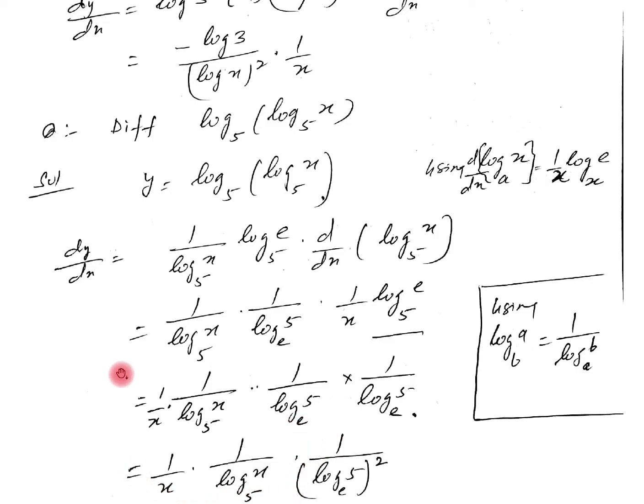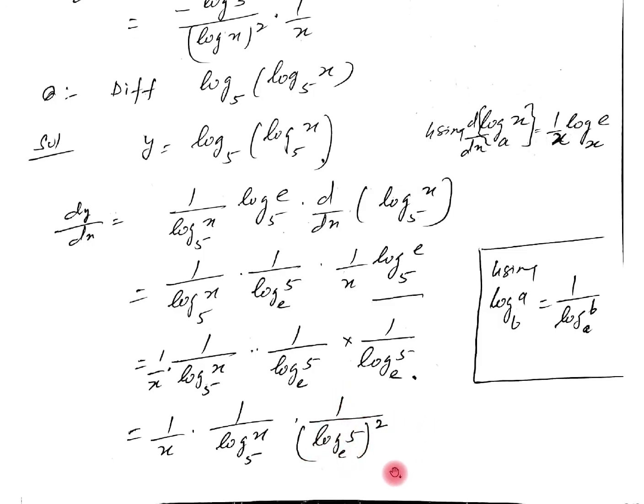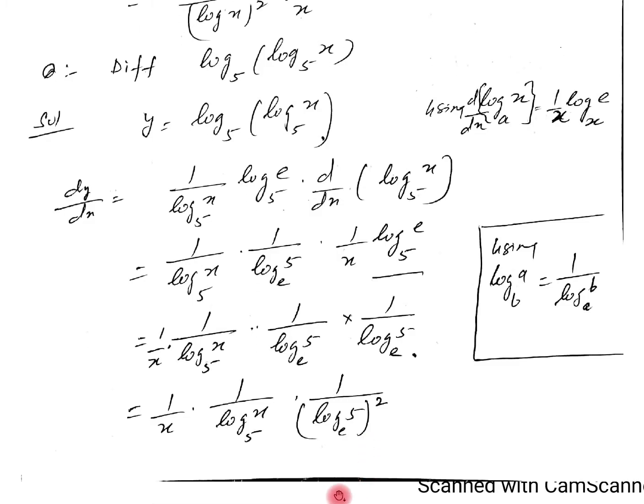Then simplifying, it is 1 upon x into, these are the two same terms, sorry, this is 1 upon x into 1 upon log of x with the base 5. Now these are two same terms, so this can be written as 1 upon log of 5 with the base e whole square. Now see the next question.